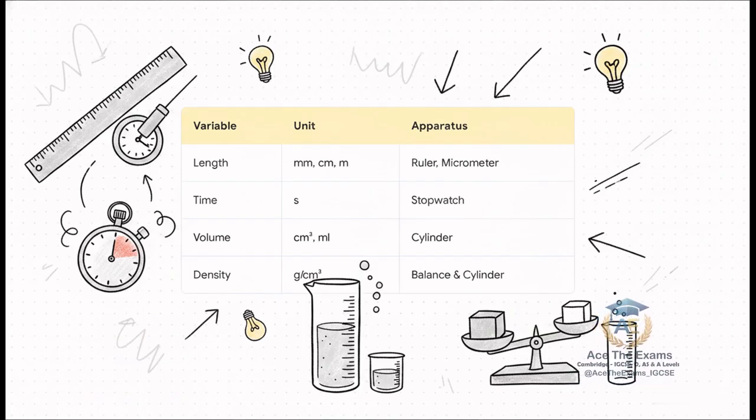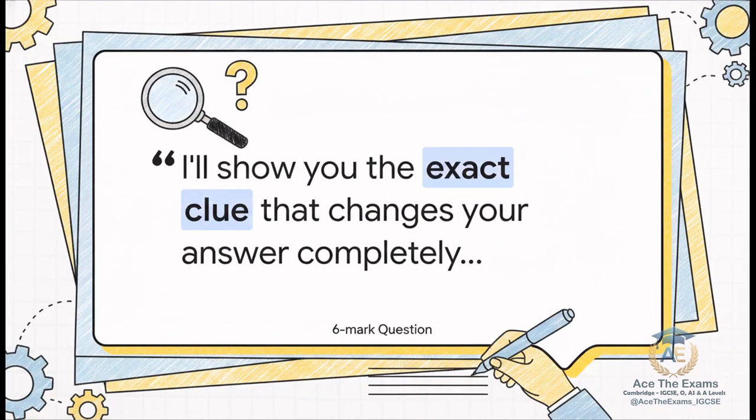Time, standard in seconds, requiring a stopwatch. Volume uses cubic centimeters or milliliters with a measuring cylinder. Density, measured in grams per cubic centimeter or kilograms per cubic meter, fundamentally requires two tools, a balance to find the mass and a measuring cylinder or a displacement can to find the volume. Burn this table into your memory. Now, knowing these tools is really just step 1. In a moment, I'll show you the exact examiner clue that changes your answer completely. But first, you need the framework that makes that clue super obvious.